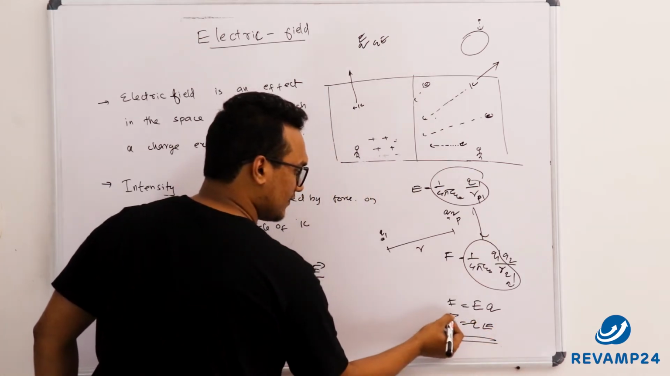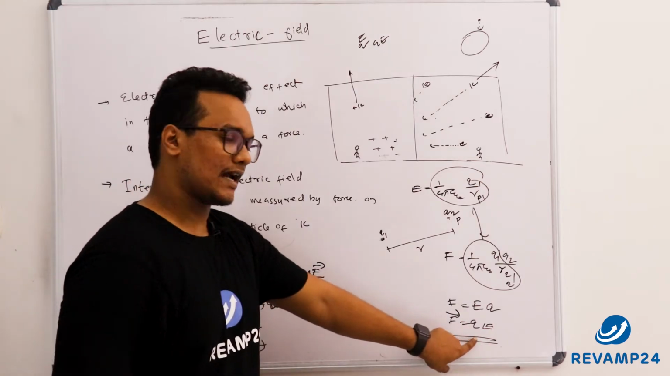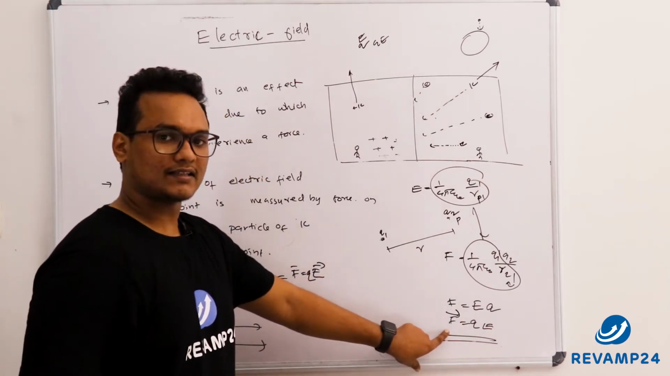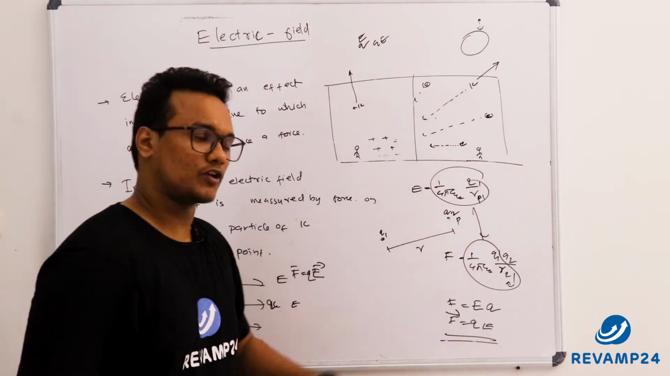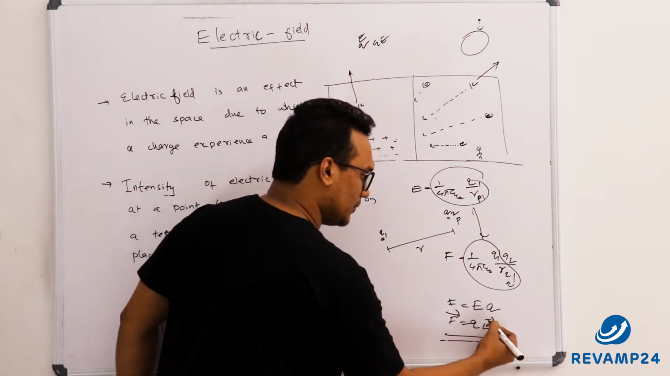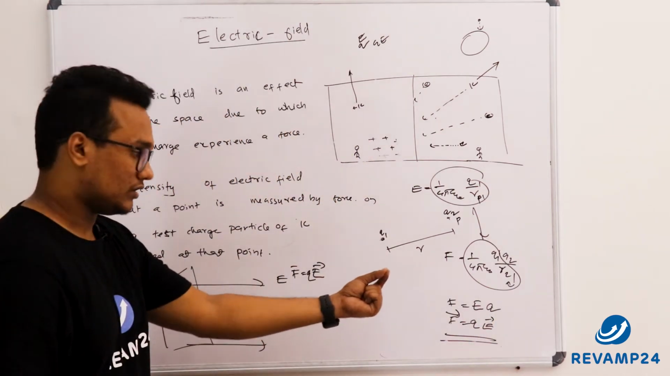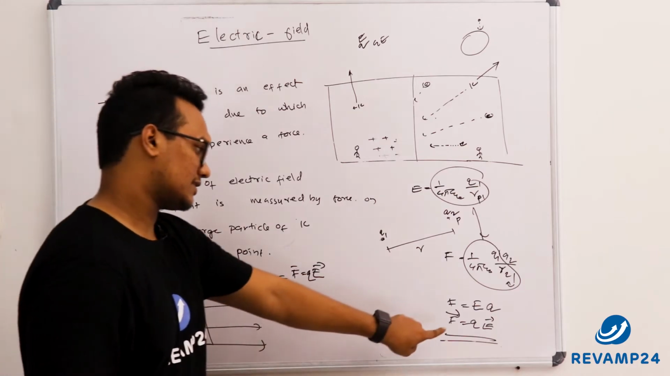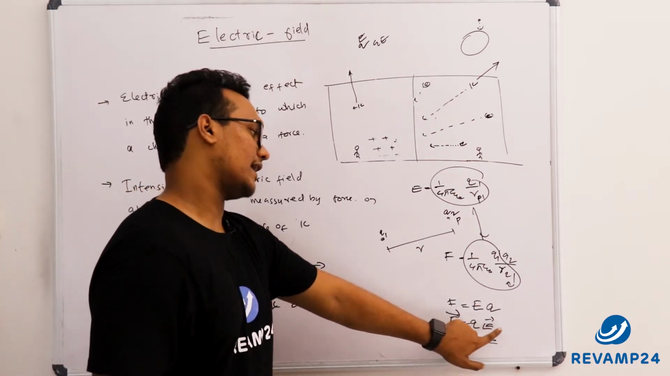Now we know force is a vector quantity. Q is a scalar quantity. Now the LHS is a vector quantity, so the RHS also has to be a vector quantity. So the value E will be a vector quantity. So this is vector is equal to scalar into vector.